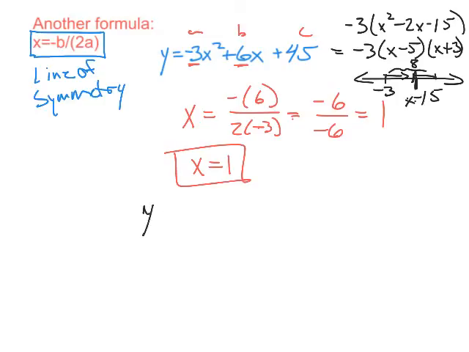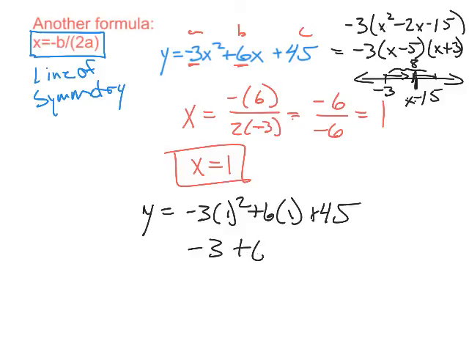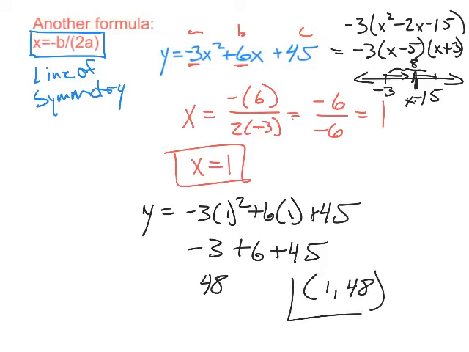The last step then to get the vertex would be negative 3 times 1 squared plus 6 times 1 plus 45. Doing a little arithmetic here. Negative 3 plus 6 is 3, plus 45 is 48. So your vertex would be (1, 48). And you'll notice that's a pretty big y-coordinate for the vertex. It has to do with the negative 3, and it would be above those x-intercepts because of the concave down.